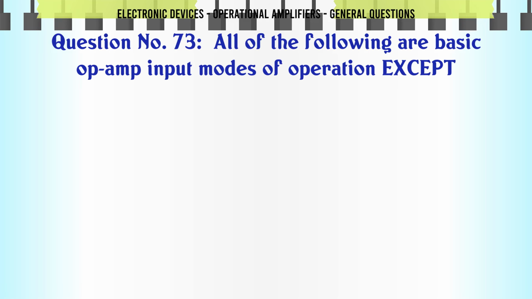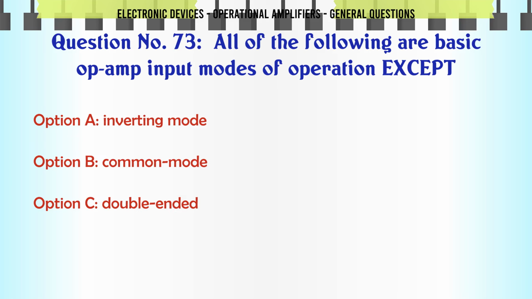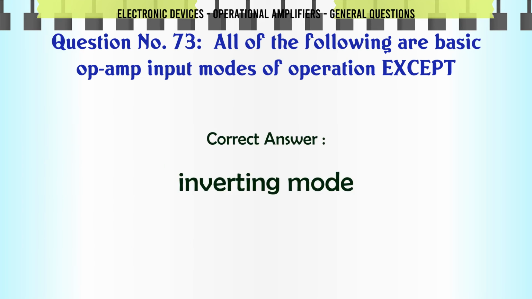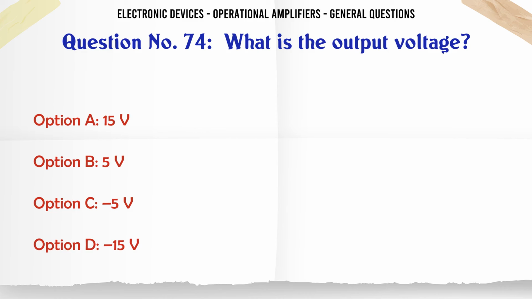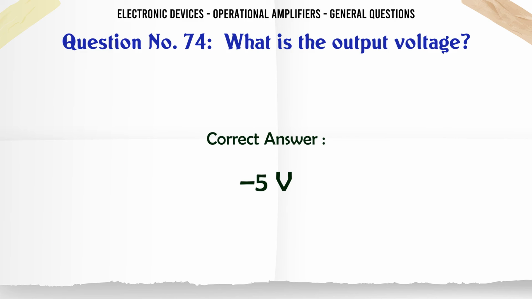All of the following are basic op-amp input modes of operation except A. Inverting mode, B. Common mode, C. Double-ended, D. Single-ended. The correct answer is inverting mode. What is the output voltage? A. 15V, B. 5V, C. -5V, D. -15V. The correct answer is 5V.